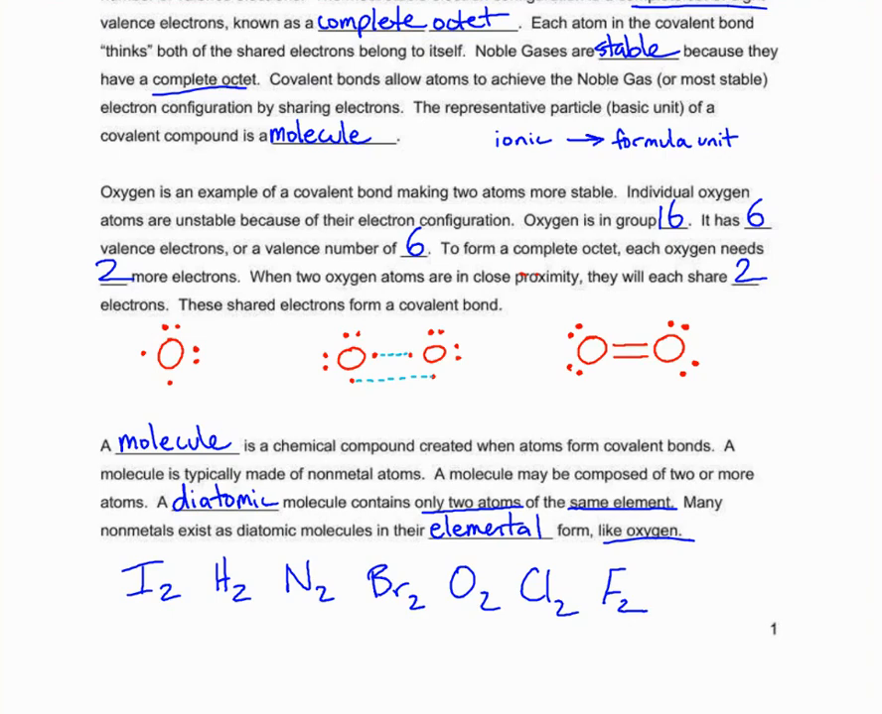These 7 elements will almost never exist as just one atom by itself. They are so unstable that they will find another atom of the same element and they will pair up. And so this is the elemental form when we talk about these 7 elements.